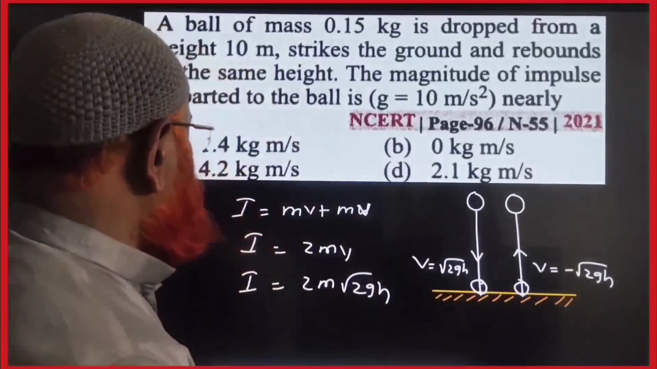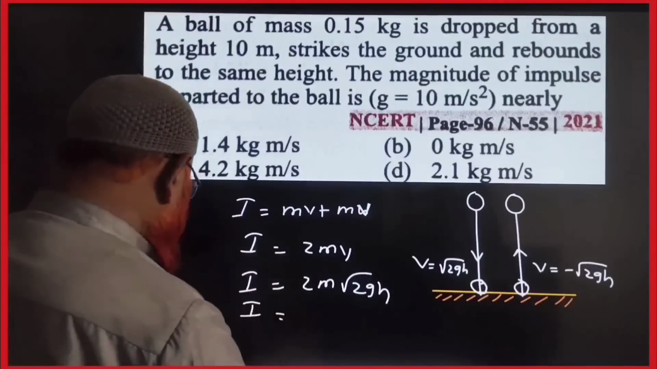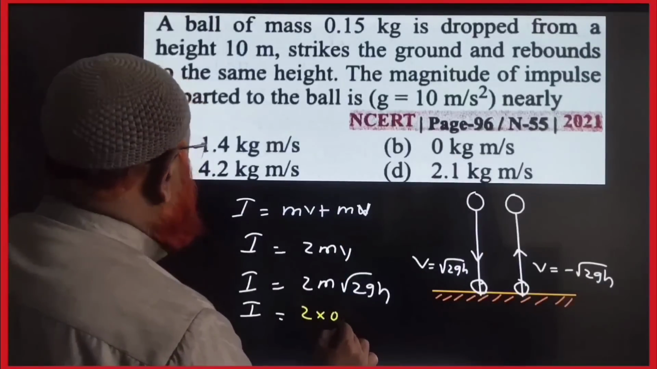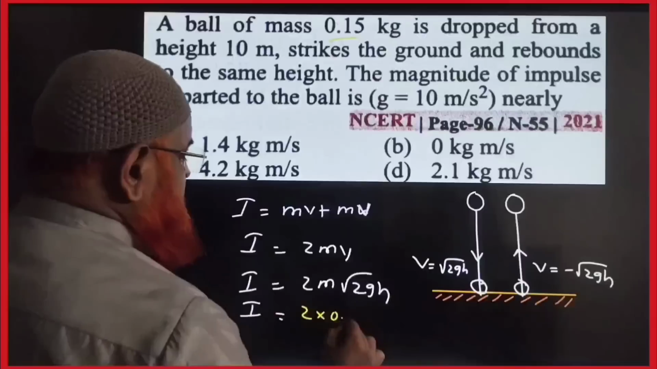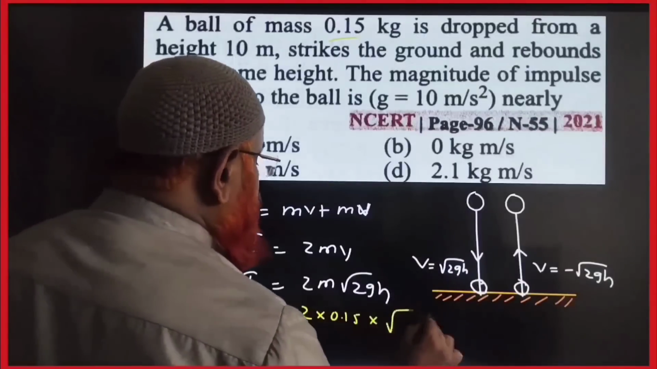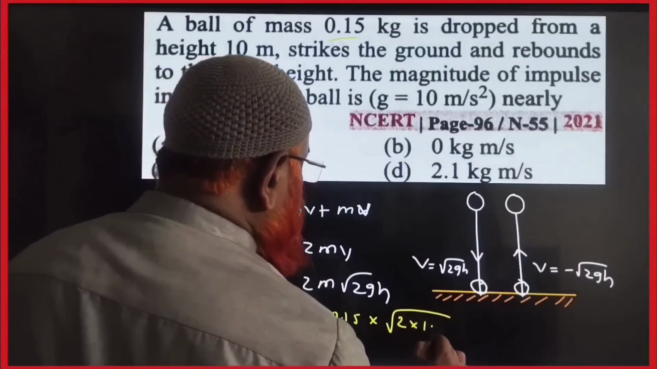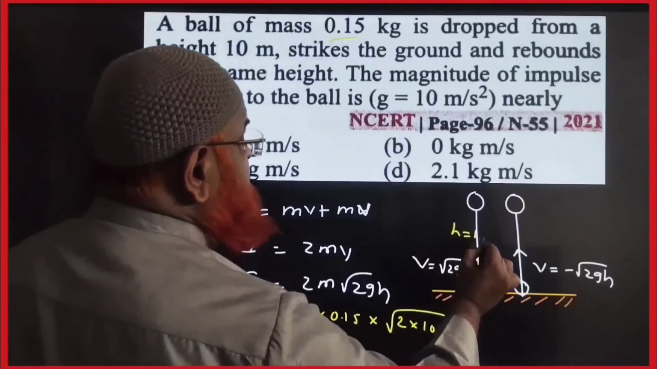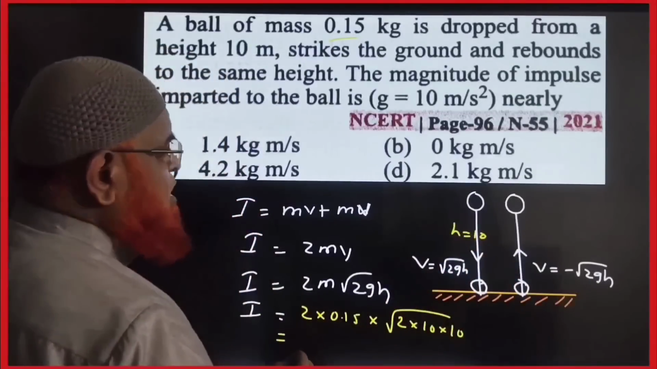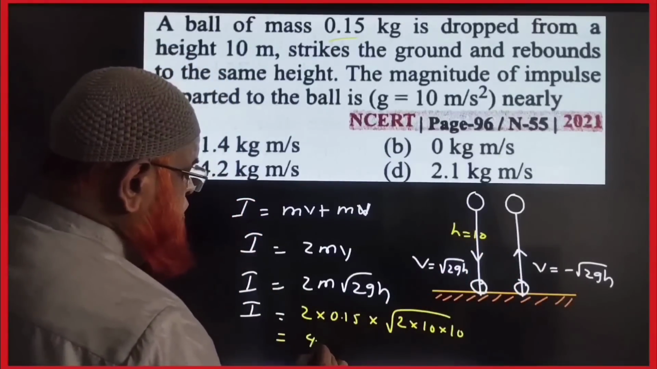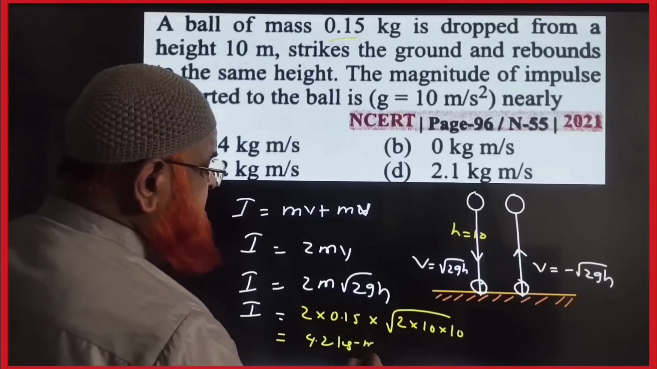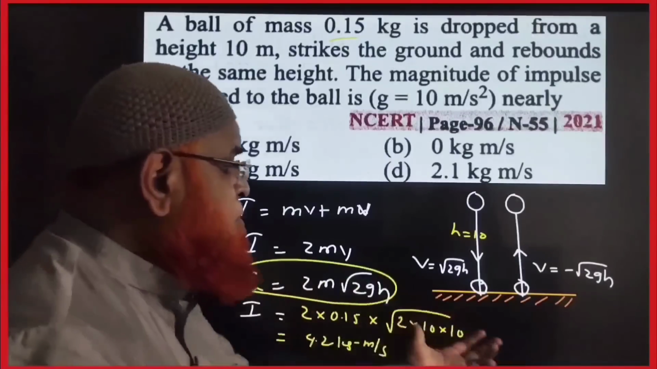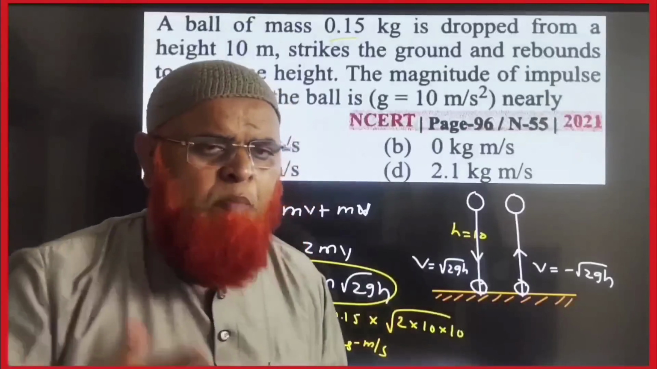Let us see what we are going to get here now. It is nothing but 2 into 0.15 into root 2 into 10 into 10, because g is 10 and the height is also 10, given in the problem. If you solve all this, you will get 4.2 kg meters per second. This is the simplest shortcut method whenever there is a rebound case. Hope you have enjoyed.